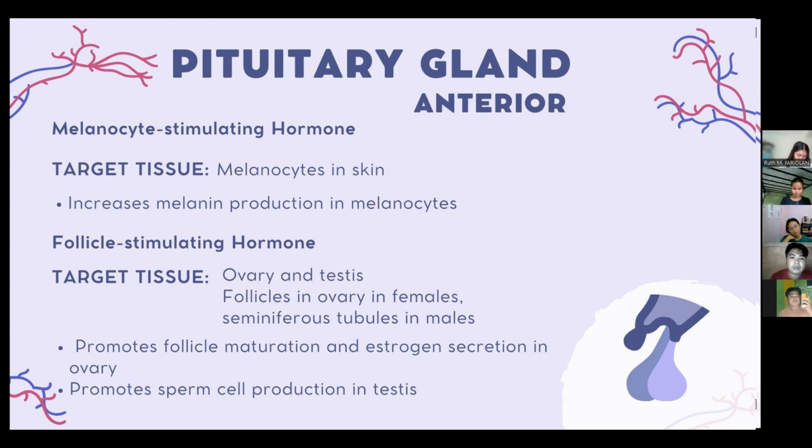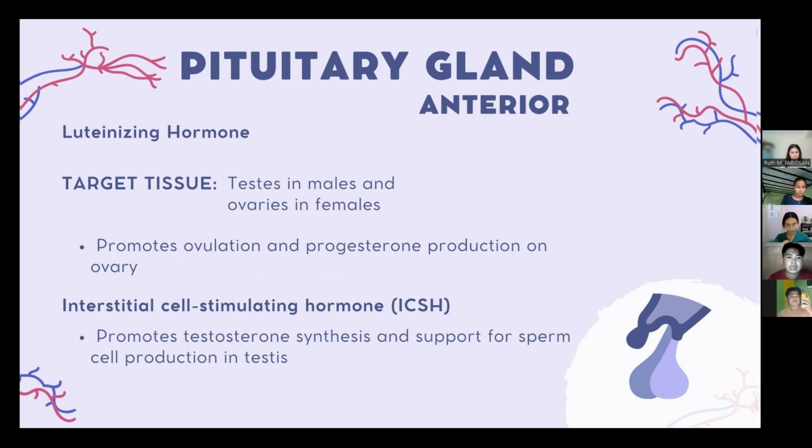Follicle stimulating hormone's target tissues are the ovary and testes: follicles in the ovary in females, seminiferous tubules in males. It promotes follicle maturation and estrogen secretion in the ovary, and promotes sperm cell production in the testes. Luteinizing hormone's target tissues are the testes in males and ovaries in females. It promotes ovulation and progesterone production in the ovary.